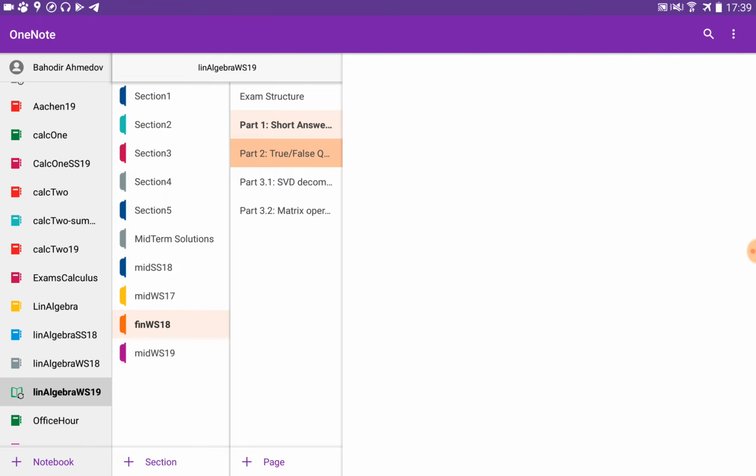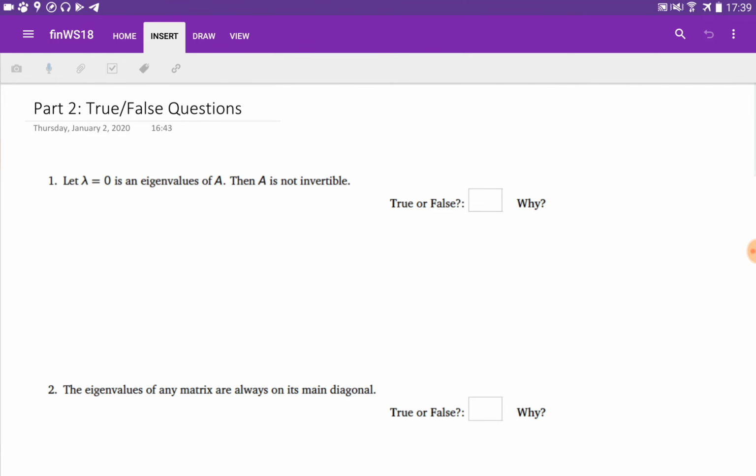Let's go through the problems from the second part. The second part contains 5 questions in which we need to determine whether the statements are true or false. Please note that when we show that a statement is true, we have to prove this for all possible cases. And if we would like to show that a statement is false, it is just enough to give one counterexample.